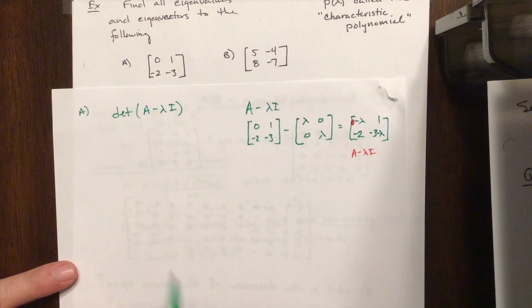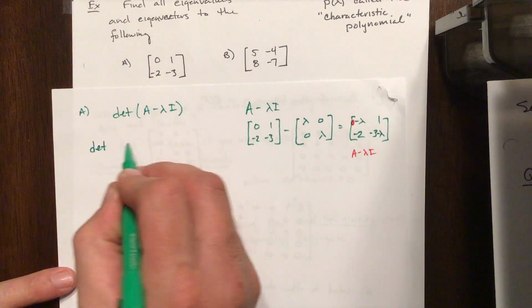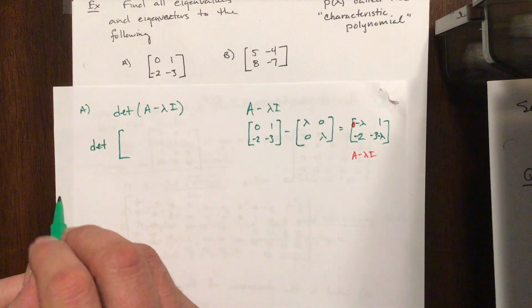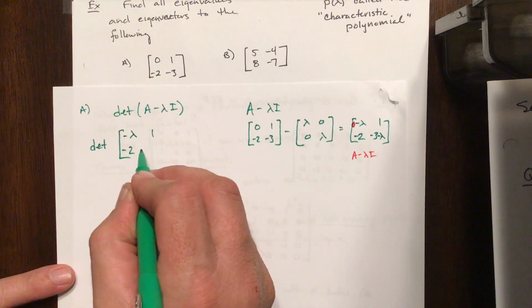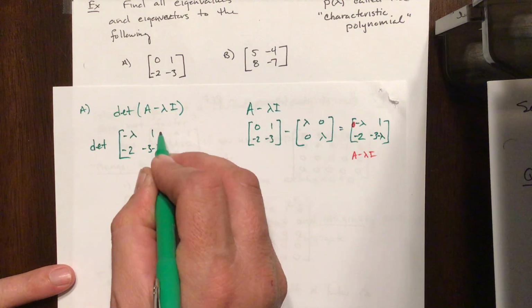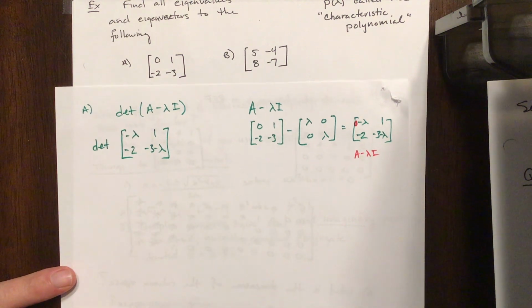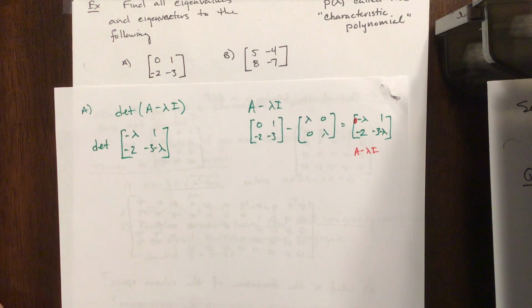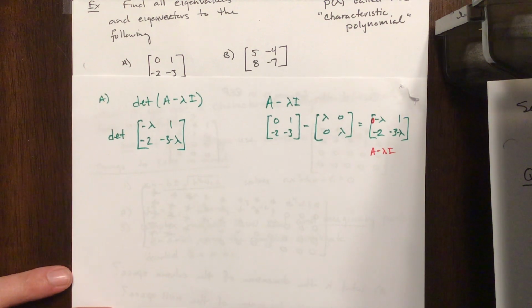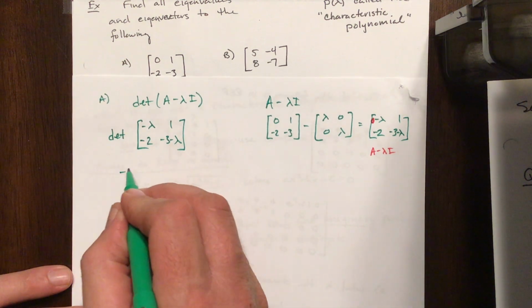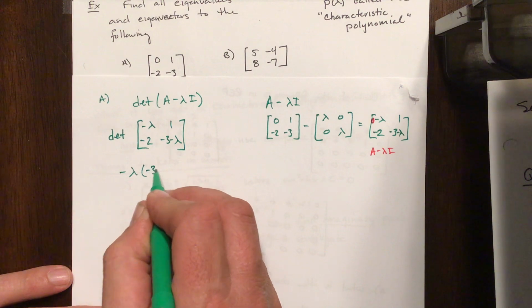All right, so we're going to take the determinant of the matrix, minus lambda, 1, minus 2, minus 3 minus lambda. And we want that determinant to be equal to 0, to find the solutions, or the roots, of the characteristic polynomial. What does that look like? Minus lambda times minus 3 minus lambda.